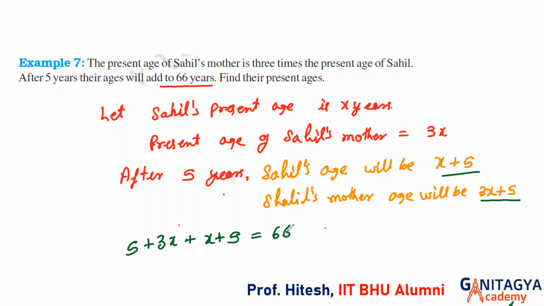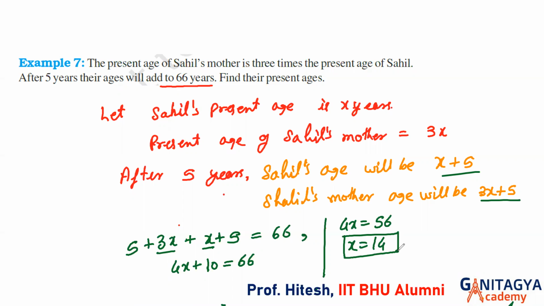Is 66. Okay, so I can write 3x plus x is 4x, 5 plus 5 is 10, equal to 66. So 4x is equal to 56. Okay, so 4x equals 56, so x is 56 upon 4. So what will be the answer? 14. So present age is 14 years.